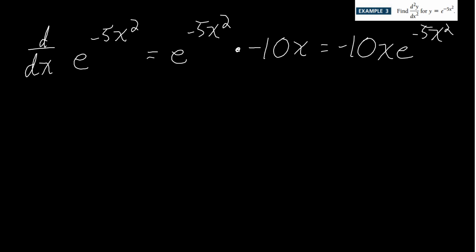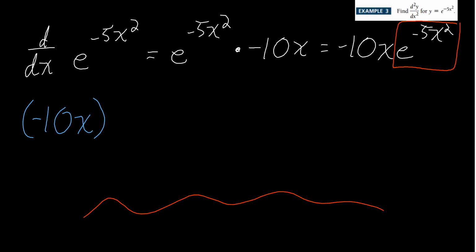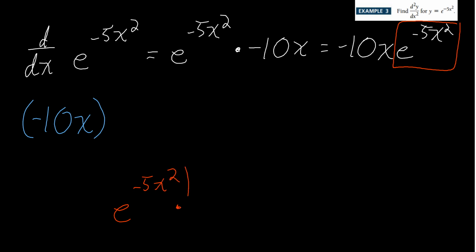Now finding the second derivative, we're going to have to do the product rule, right? Because we have the first times the derivative of the second plus the second times the derivative of the first. So proceeding here, we're going to do the first, which is negative 10x, times the derivative of the second. Let's focus in on this real quick. I'm going to do the computation down here. What is the derivative of e to the negative 5x squared? Well, it is e to the negative 5x squared times the derivative of the exponent there, which is negative 10x.